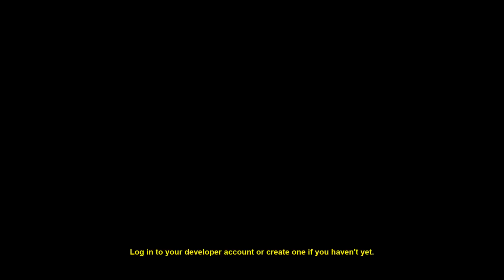Log in to your developer account or create one if you haven't yet. Once logged in, navigate to the My Apps section. Create a new app by clicking on the Create App button. Select Business as the app type to access the Conversion API features.